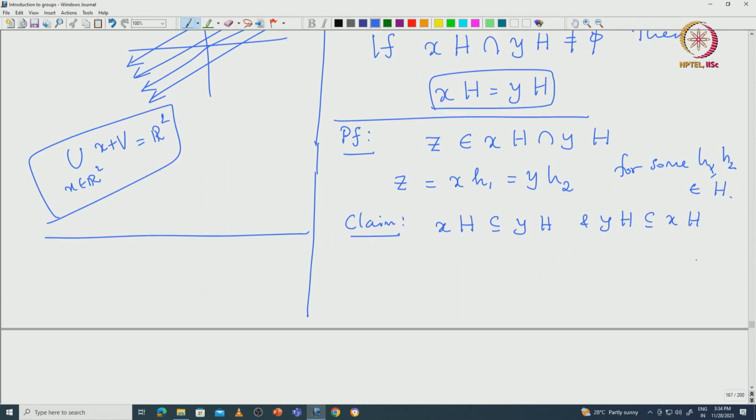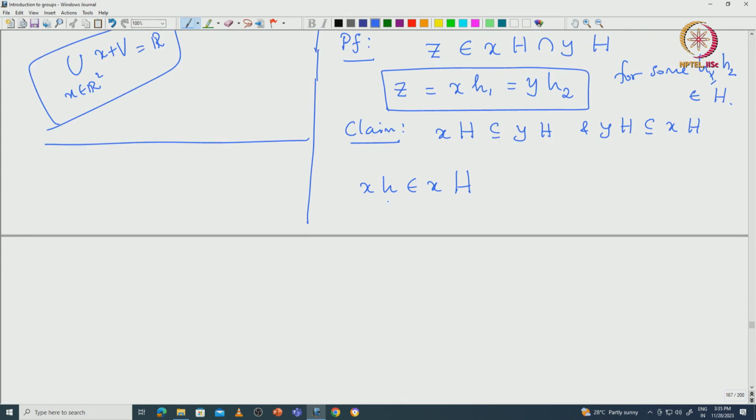Now you start with some element here, let us call it xh, coming from xH. How do we say this is indeed an element of yH? We have to use this element z. Look at this equation, star. What do we get from the star? Star gives us x h1 h2 inverse is nothing but y.